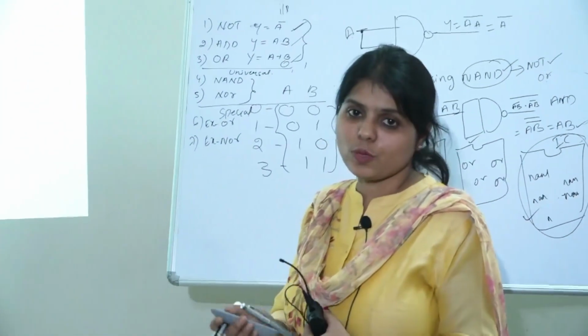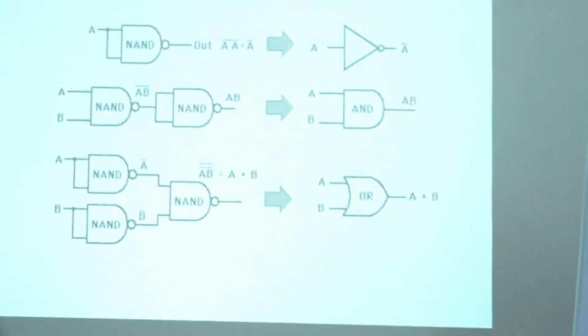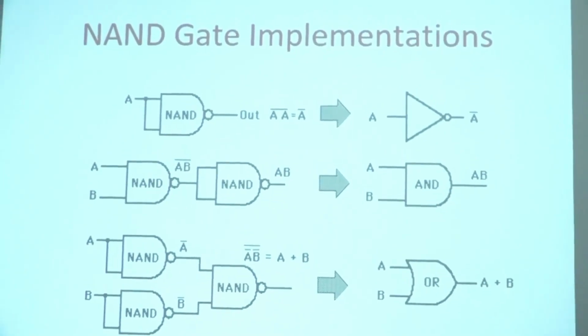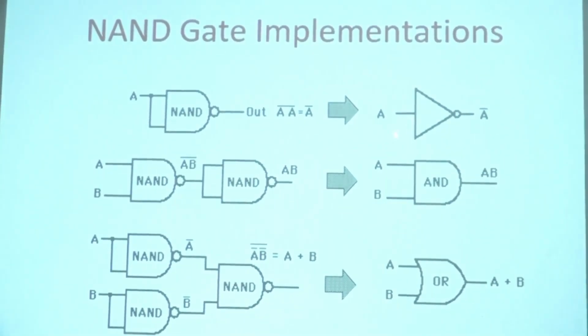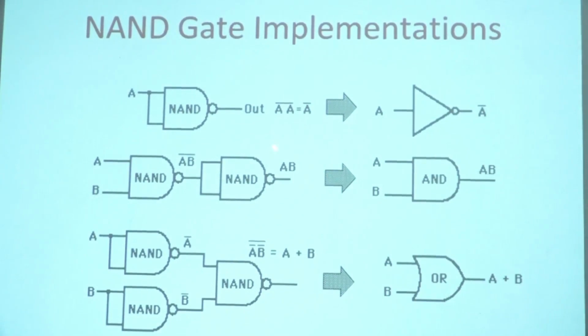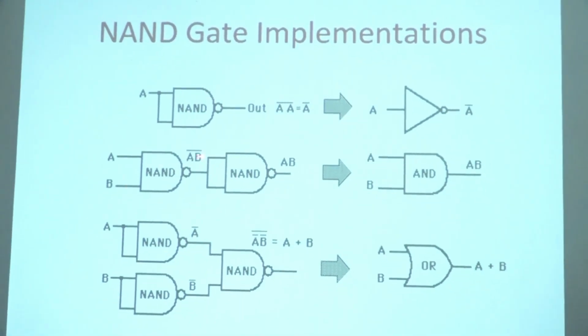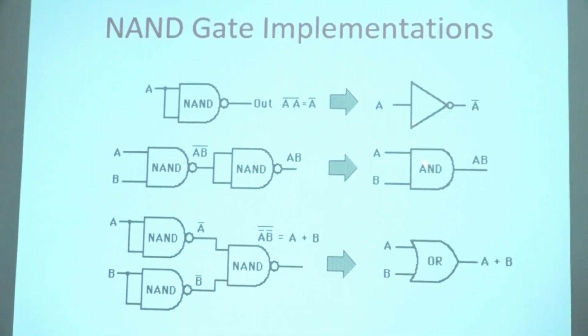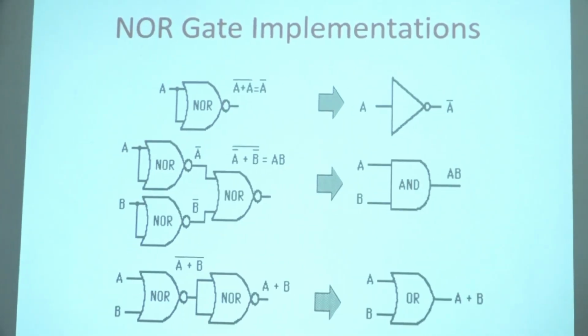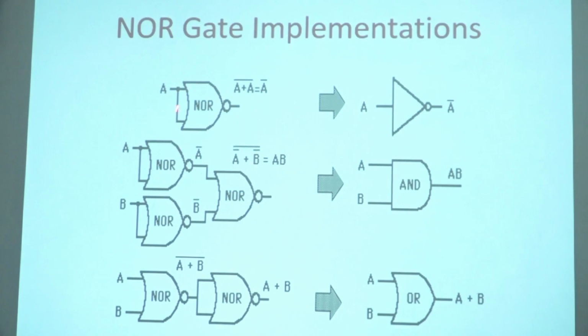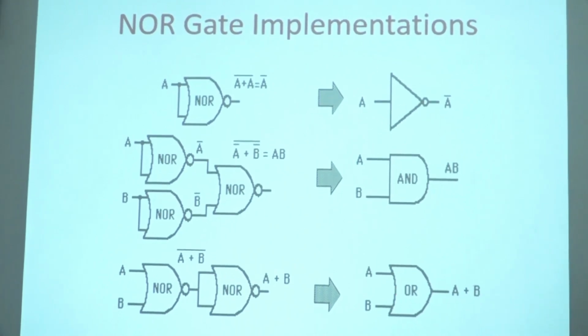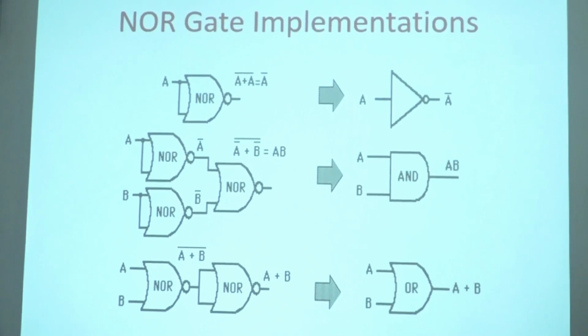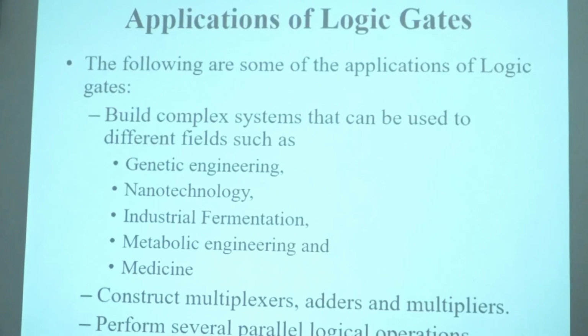Focus on this once again. So these are NAND gate implementations of inverter and OR. Using only NAND gates, I am implementing inverter, AND gate, and OR gate. Here, using only NOR, I am implementing inverter, AND gate and OR gate. So that is the reason these are called universal logic gates.